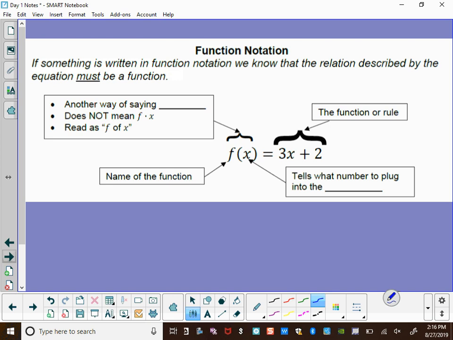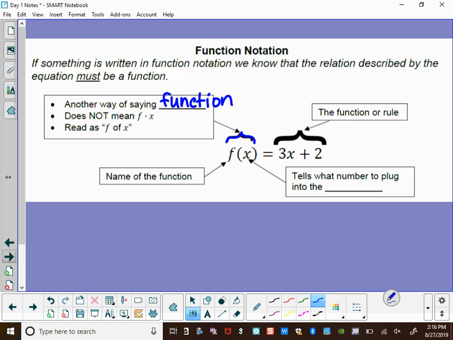All right, so this little bracket thing here, what's under that, f of x, is showing another way to have a function. It does not mean f times x, it reads f of x. Those parentheses mean of. What comes after it is your rule.